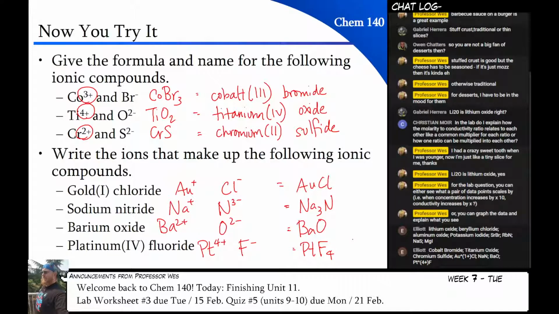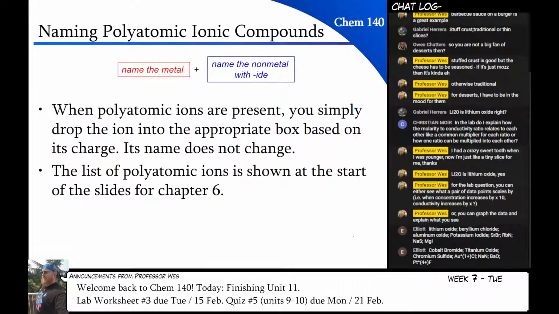All right, that's naming ionic compounds. We have one last thing to do with it, which is to name polyatomic ionic compounds, and the only change that we're going to make here is that you just take the name of your polyatomic ion and drop it in the box, and you don't make any further changes to it. So if a polyatomic ion is shown, drop it in the appropriate box. Don't change it in any way.